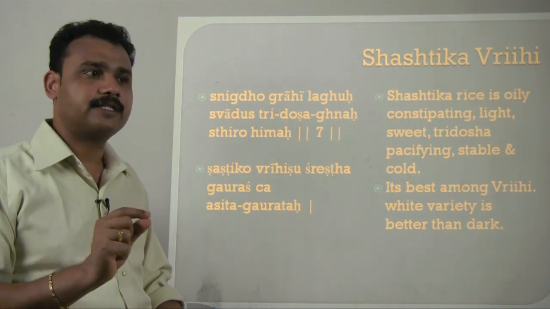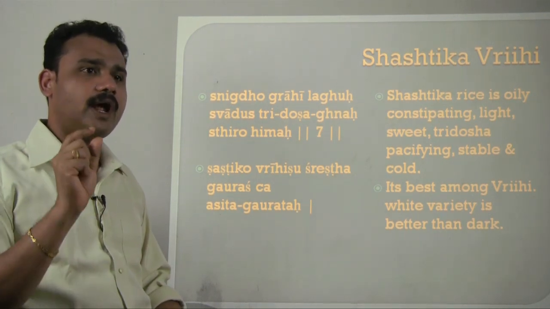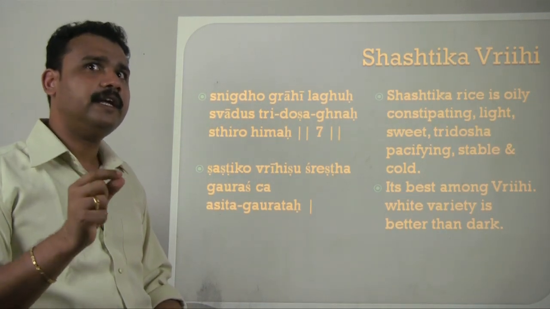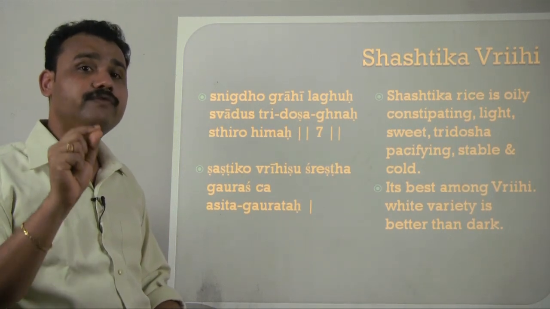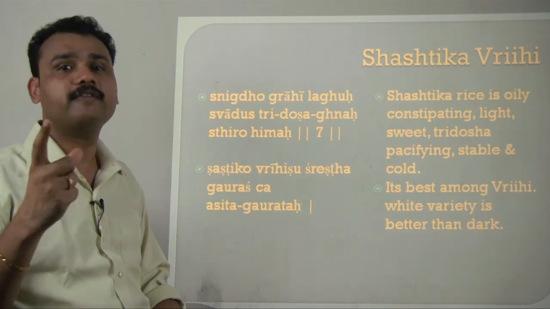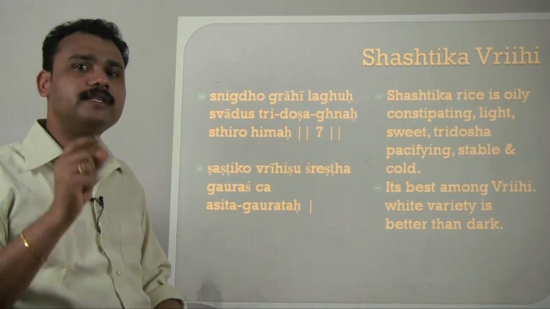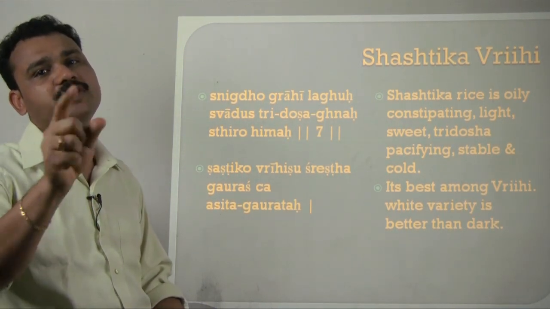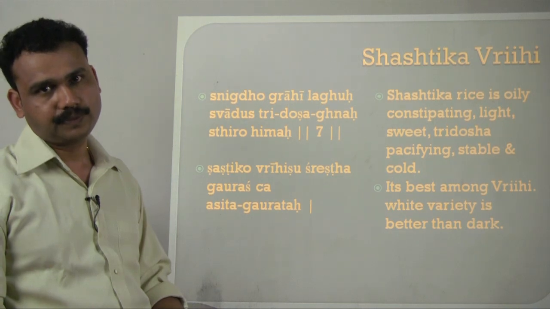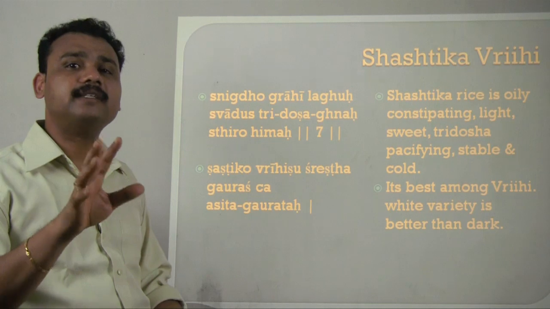So it is very interesting. A specific variety of rice is being named after the number of days in which the grain has to be harvested. It shows that is the characteristic feature which makes it special. So this is the interesting thing in Sanskrit nomenclature.